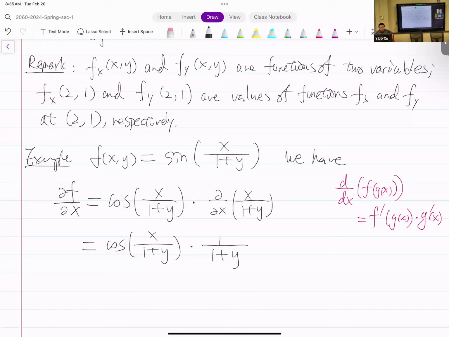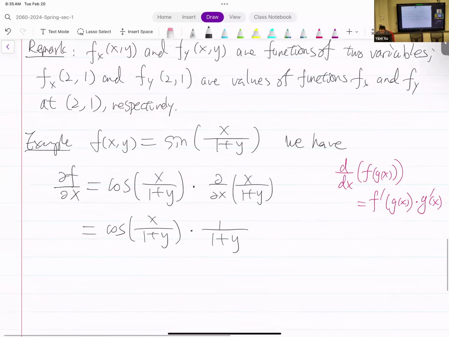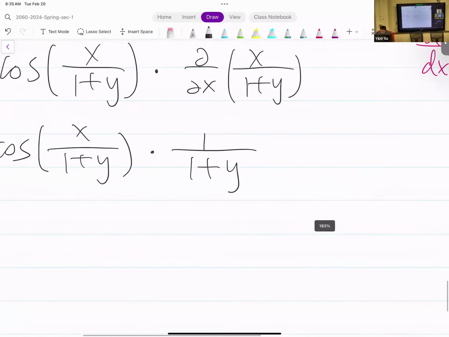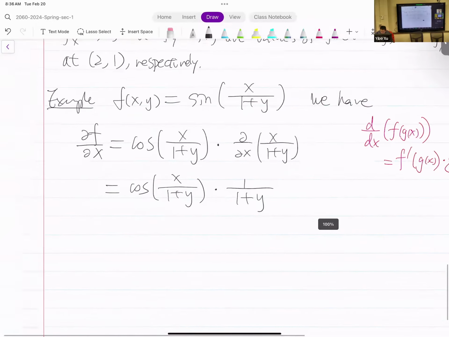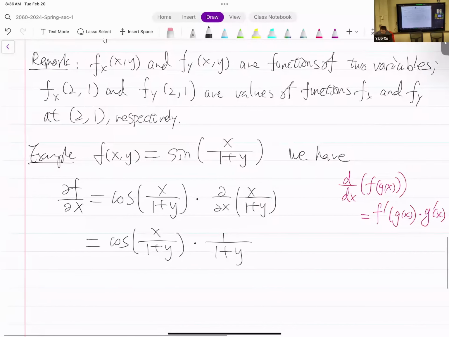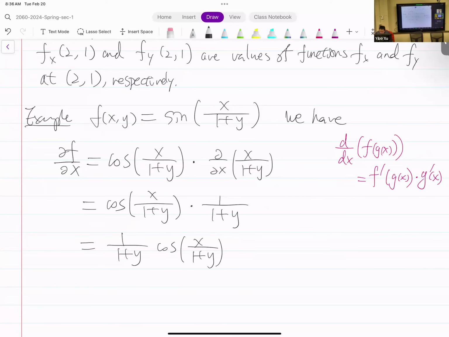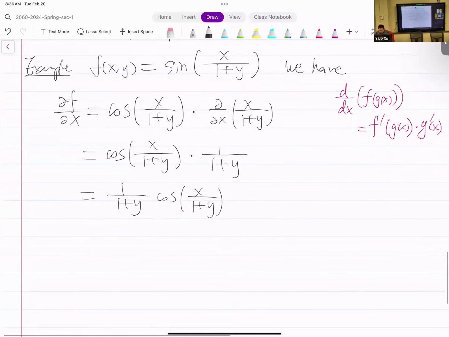So now you see the things get a little bit more involved, right? You have composition, and of course you can write... Of course, you can see that this fraction 1 over 1 plus y can be moved to the front of cosine. So it's just, that's the same thing. So it's good.